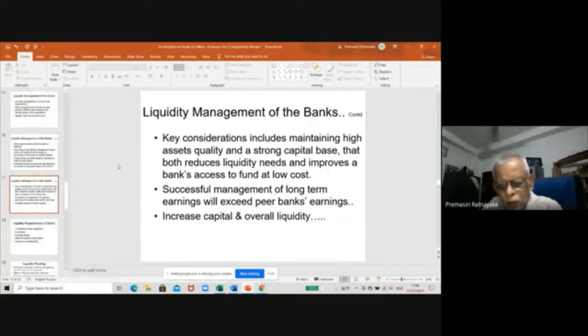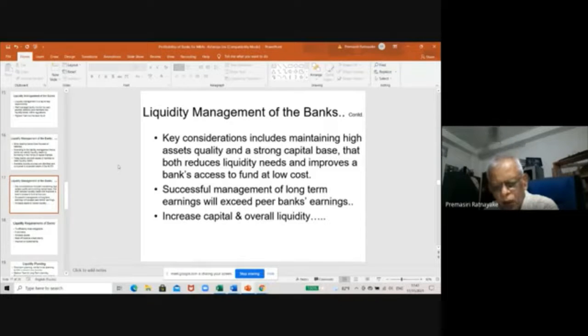Key considerations include maintaining high asset quality and a strong capital base, which both reduces liquidity needs and improves a bank's access to funds at low cost. When banks and finance companies maintain high asset quality and a strong capital base, naturally their credit rating will be higher, and will reduce the liquidity needs and improve the bank's access to funds at low cost.